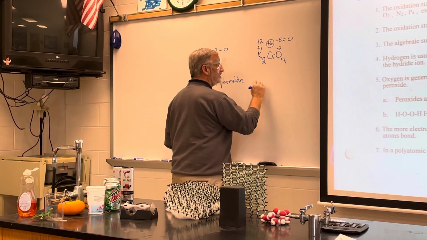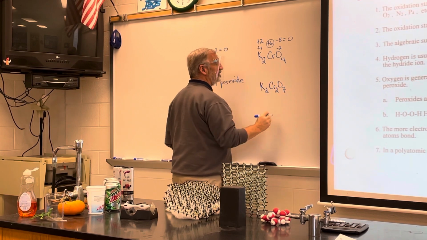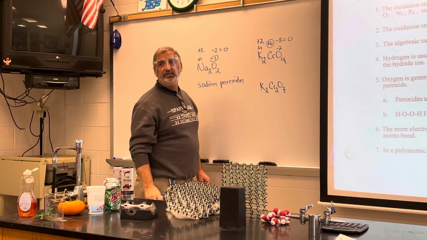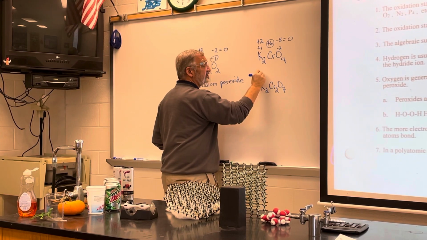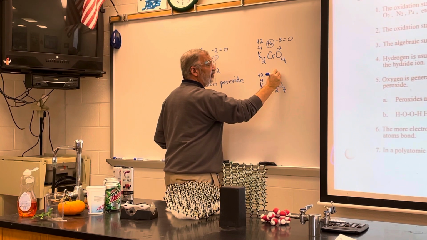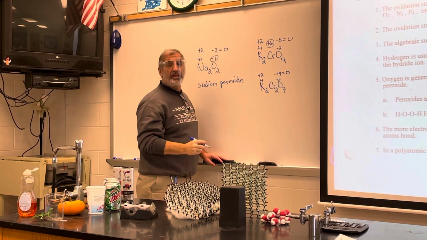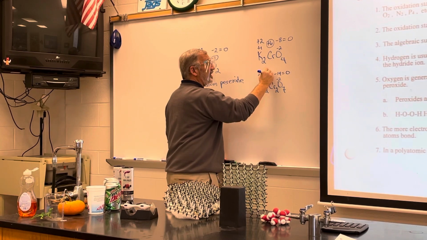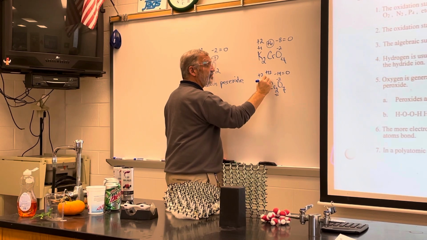A sister to this is potassium dichromate, K2Cr2O7. Same principle: +1 times 2 is +2. 7 times -2 is -14. So what's the total positive charge on chromium? +12. But how many do we have? 2. So each one is +6.